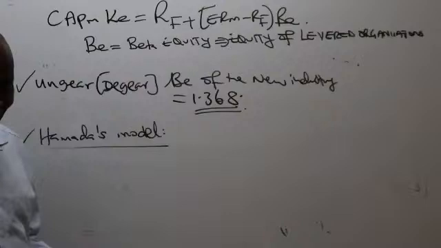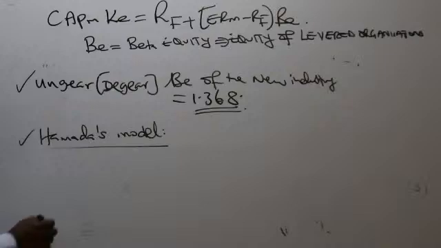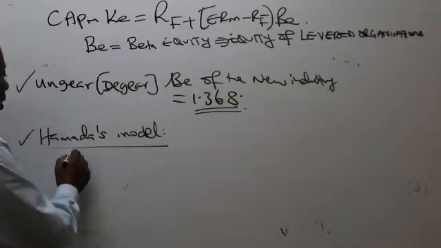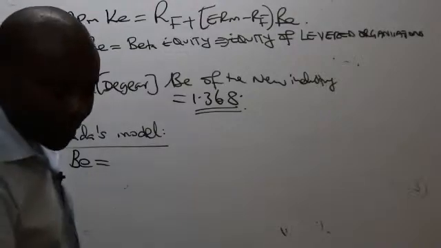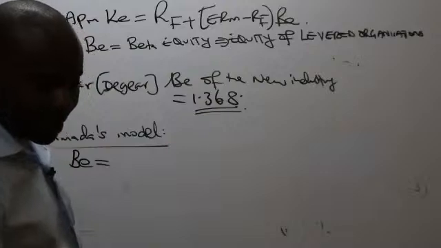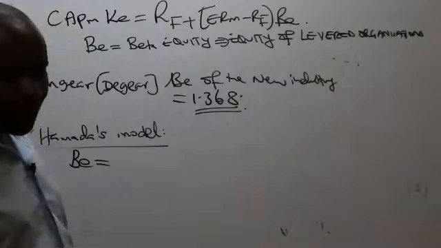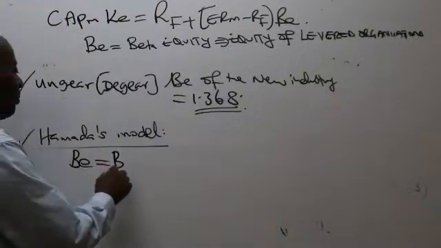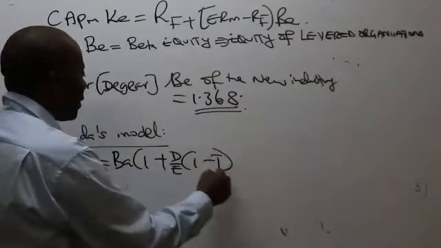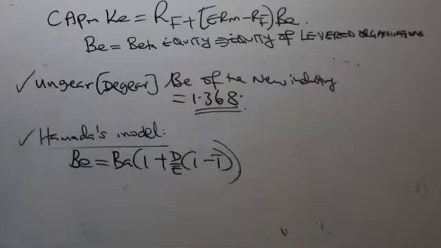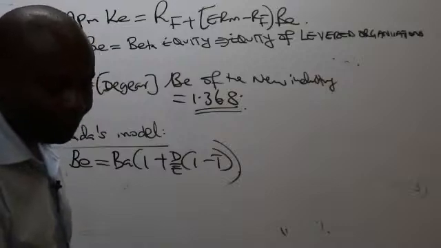No. That's not Hamada's model. So, gentlemen, under Hamada's model, we are saying that beta equity equals beta assets times 1 plus debt over equity times 1 minus tax. This is the proper Hamada's model.